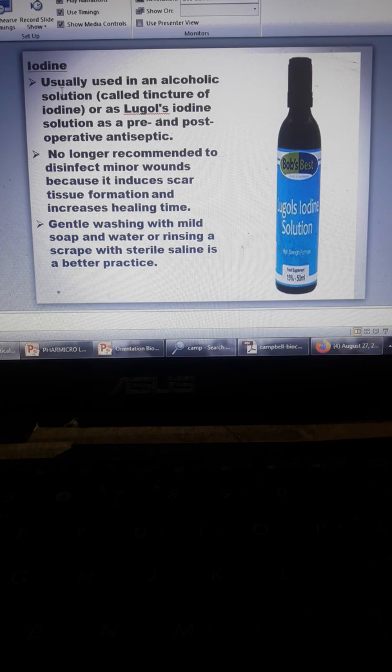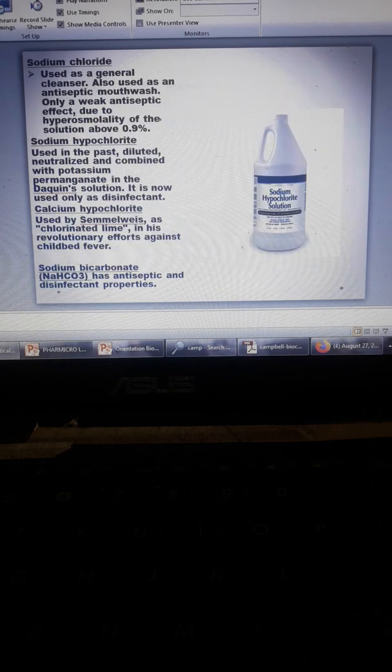the antiseptic process. Okay. Next, sodium chloride. It is used as a general cleanser and antiseptic mouthwash. This one has a weak antiseptic effect, with an osmolality of an isotonic solution of 0.9%. Usually the isotonic solution is prepared at 0.9%. That is normal saline solution.